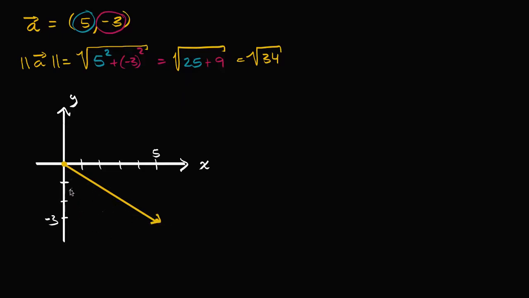And what we can do is just set up a right triangle where our change in y is this negative 3 right over here, and our change in x is this positive 5. And so this is a right triangle. 5 squared plus, you could just view the absolute value of this side as 3. So 5 squared plus 3 squared is going to be the hypotenuse squared. It comes straight out of the Pythagorean theorem.